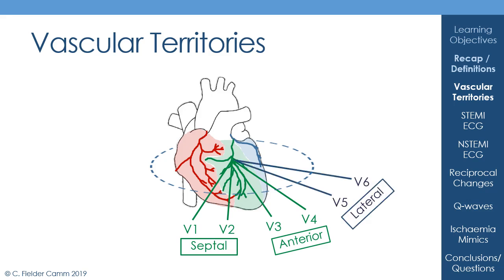And then V5 and V6 are our lateral leads, and they're looking at that lateral surface of the left ventricle. Remember, V6 is in the mid-axillary line, so it really is right round to the side of the heart, and that's serving the circumflex territory there.